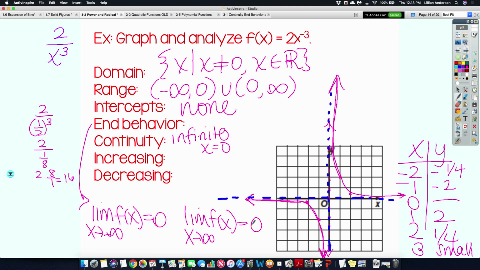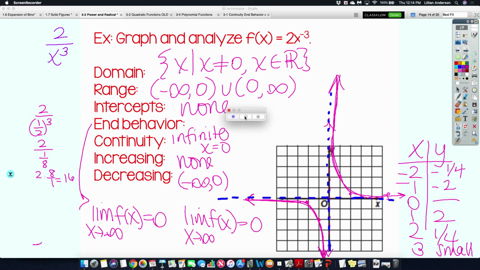Am I increasing? When I read from left to right, it's going down and it's going down. So that means it is decreasing from negative infinity to 0, because then there's a break, and then it's continuing to decrease after the asymptote. So you can't say from negative infinity to infinity because the 0 is undefined. Okay? Undefined. So you have to break it up.